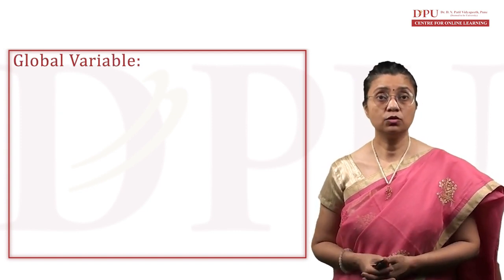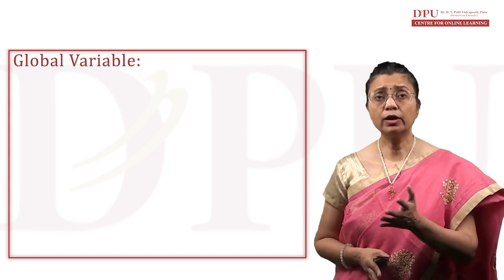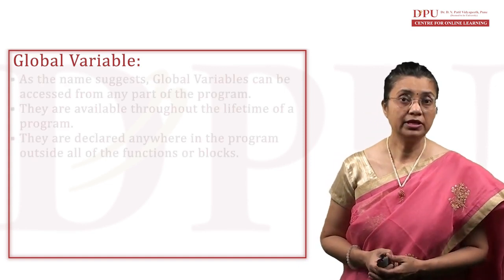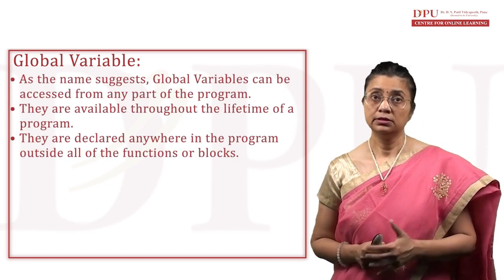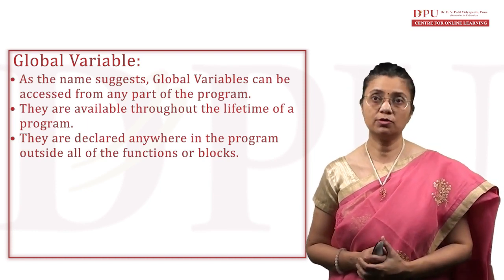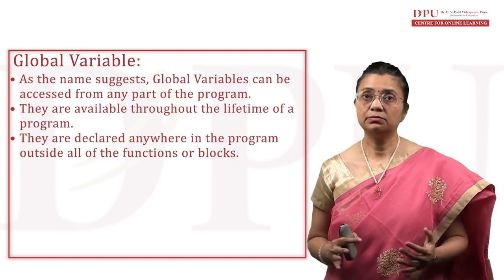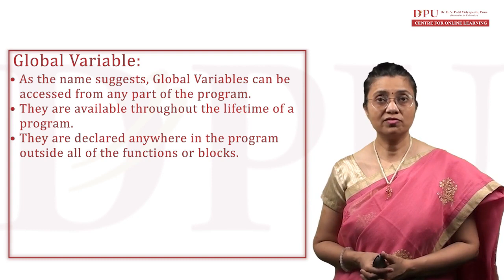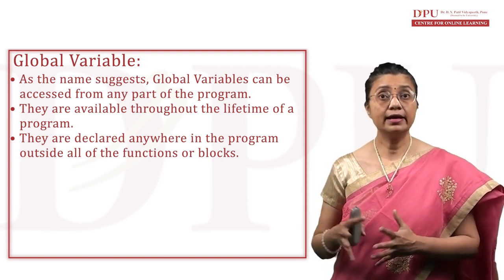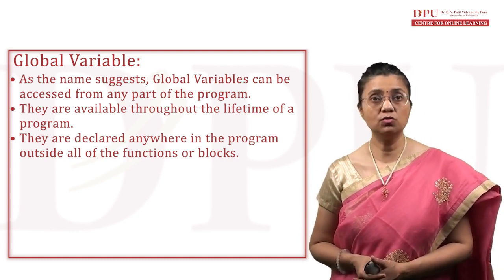Now let's have a look at global variables and understand the concept of a global variable, and also understand the difference between a local variable and a global variable. So you can see over here that, as the name suggests, global variables can be accessed from any part of the program. From anywhere I can access the global variable. They are available throughout the lifetime of the program. So when the program is alive, the variable would be available. They are declared anywhere in the program outside all of the functions or blocks. So anywhere you can declare.